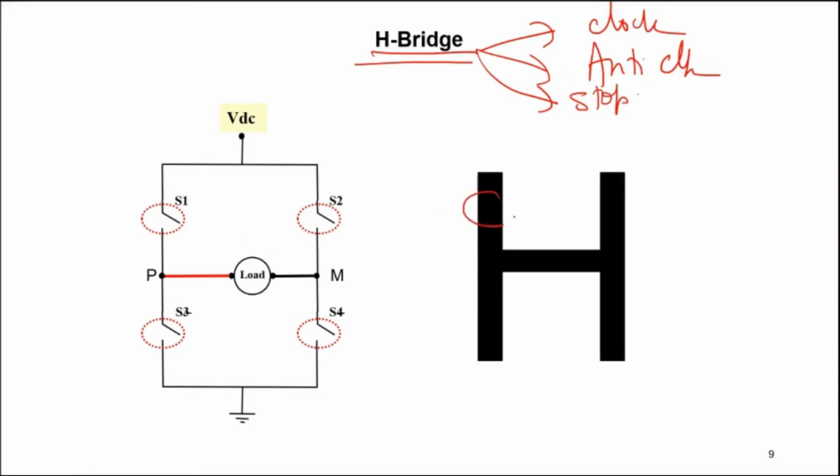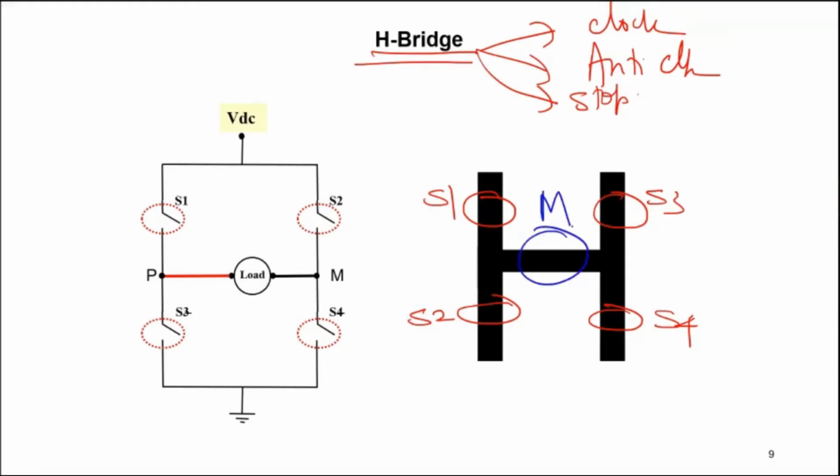This is called an H bridge because it looks like the English letter H. In these arms, you have switches: S1, S2, S3 and S4, the notation we used in yesterday's class. You can use any notation you like. So we have four switches in the four arms and the motor in the middle. This is called an H bridge, and it is used for controlling the direction of the motor.